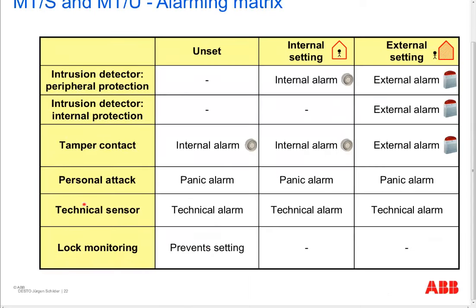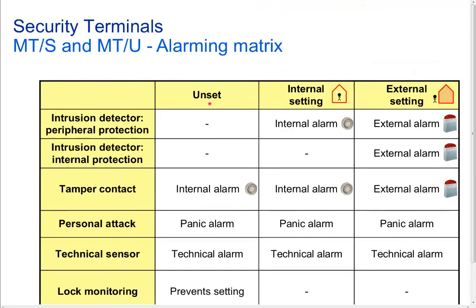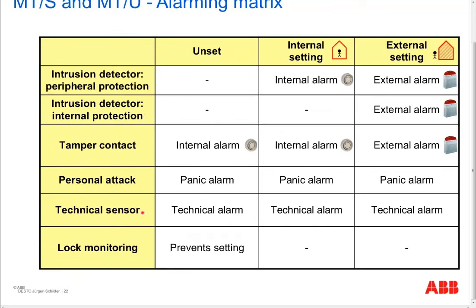Another example here, technical sensor. Independent of your state, unset or internal and external setting, technical alarm has to run all the time. So a smoke detector will cause an alarm independent of whether somebody is in the building or not, or the system is set or unset. So you have different situations depending on your state and, of course, any sensor triggered.